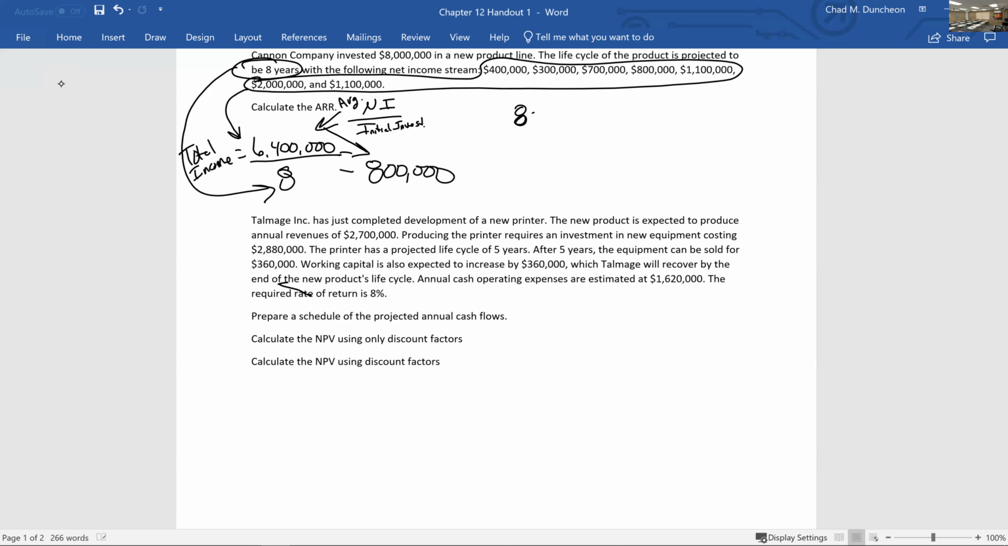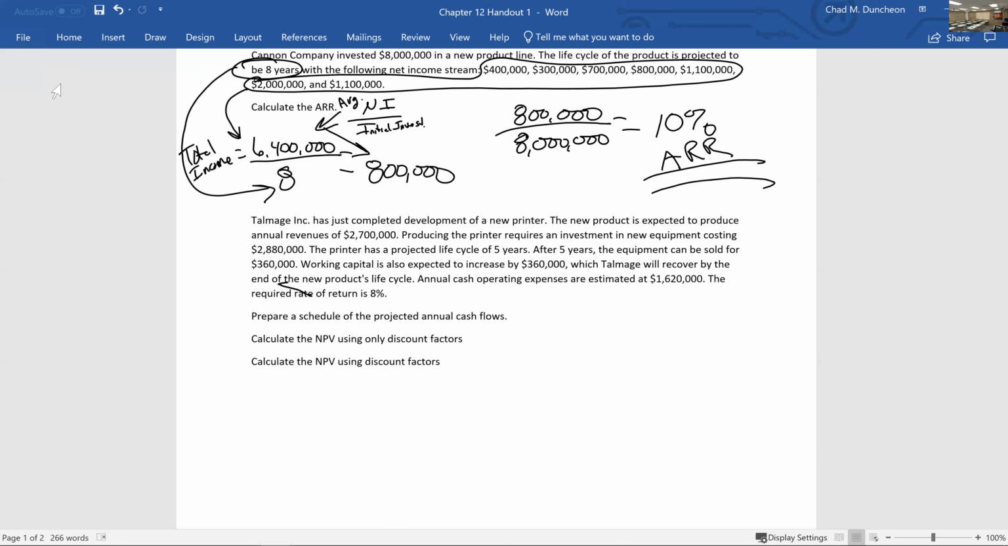Okay, so then 800,000 divided by the initial investment of 8 million gives the ARR, and that would be your answer there. And then you accept or reject the project based off of your company standards.